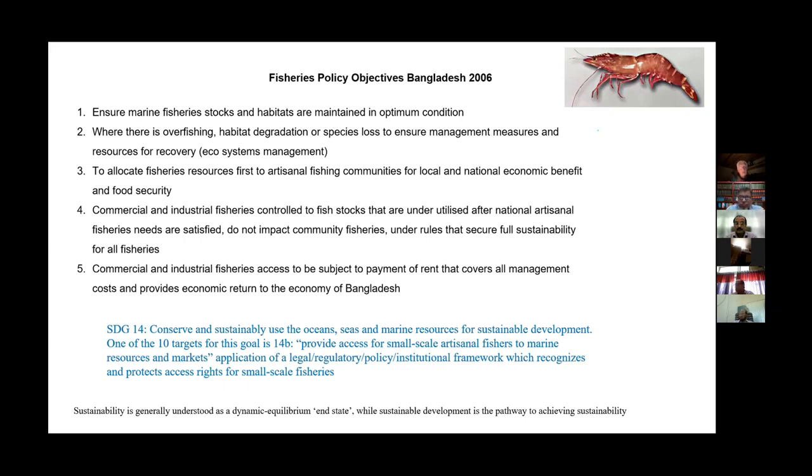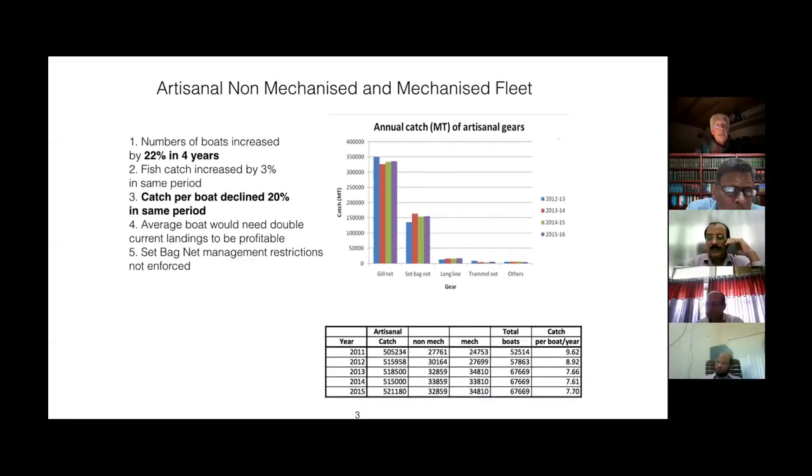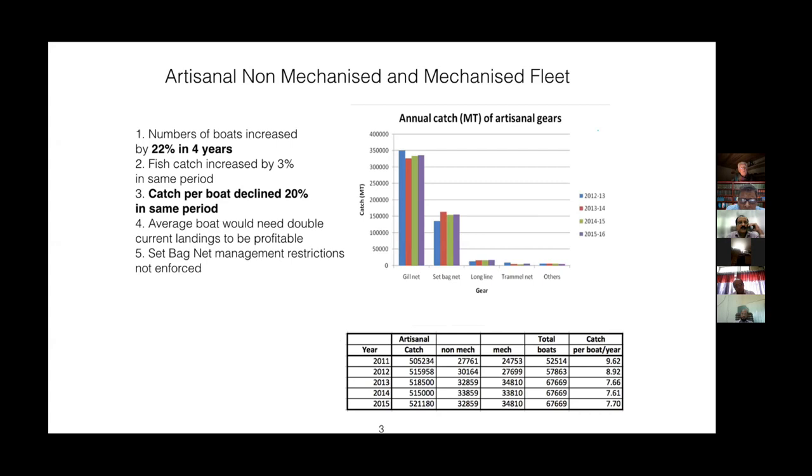And these 5 principles lead to the Sustainable Development Goal 14, which was earlier described, to which Bangladesh is a signatory. Again, going back to the database when it was still functioning, it was quite possible to see what was taking place in particularly the artisanal fishery, where the numbers of boats had increased by 22% over 4 years. Fish catch increased by only 3% in the same period, and catch per boat declined by 20% in the same period. The average boat would need to be able to double its current landings to be profitable.